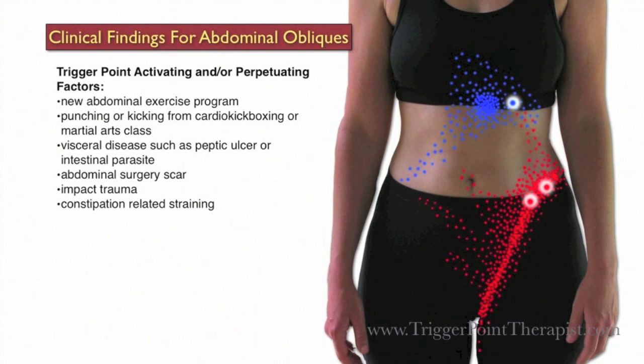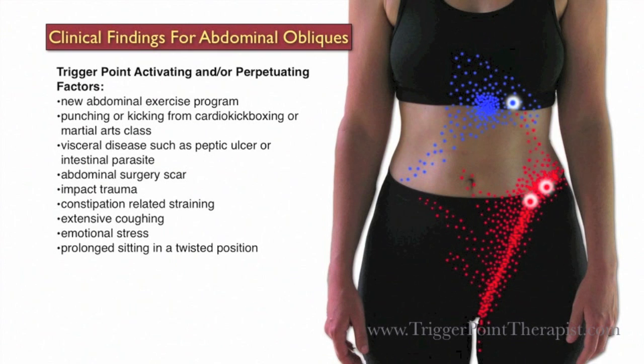Straining related to constipation, extensive coughing, and emotional stress is a big factor in activating abdominal trigger points. And then lastly, we have prolonged sitting in a twisted position. This activates these trigger points because it causes a sustained contraction and overload of that particular muscle.